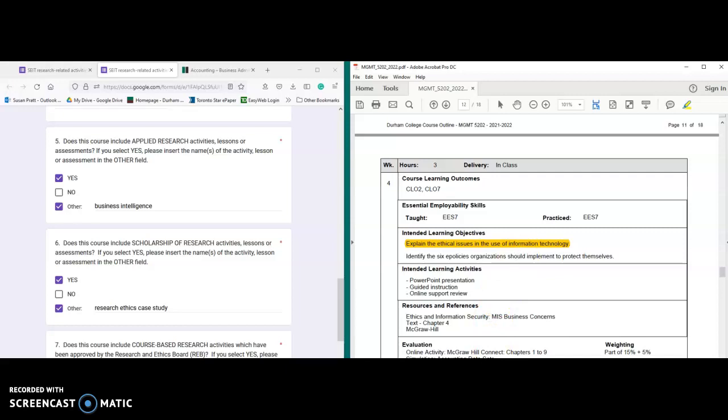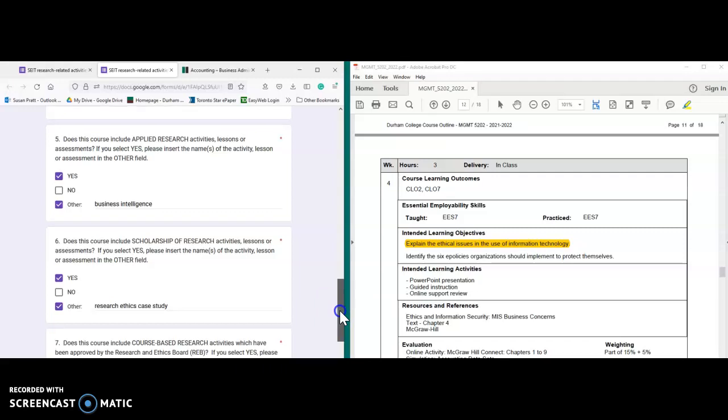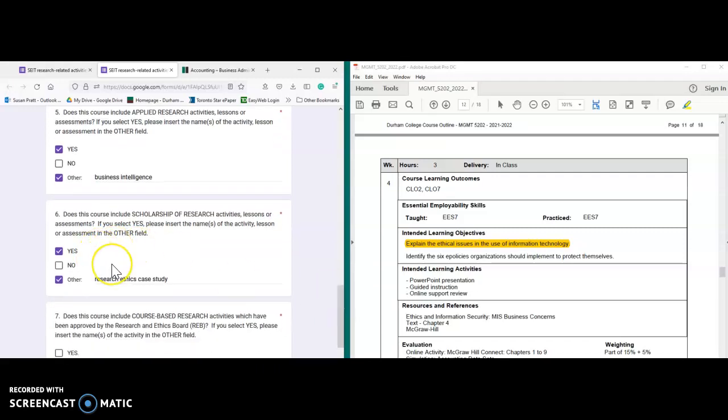Again, we'd like to capture this information on the form. So, when the outline reviewer answers question 6 on the form, we'd like them to please provide a brief 5 or 6 word description of the activity, lesson, or assessment, or content or skill that they teach to support this learning objective. For example, research ethics case study.